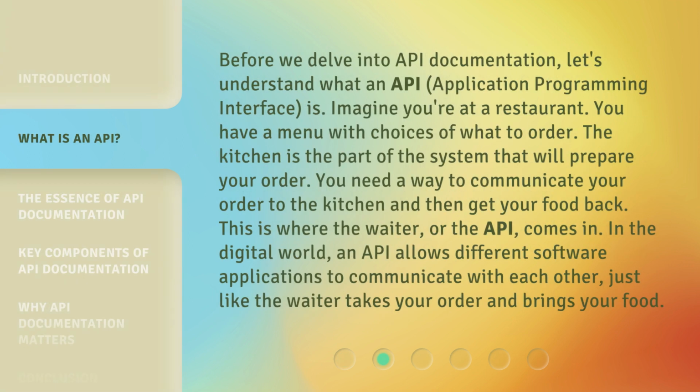Before we delve into API documentation, let's understand what an API, Application Programming Interface, is. Imagine you're at a restaurant. You have a menu with choices of what to order. The kitchen is the part of the system that will prepare your order. You need a way to communicate your order to the kitchen and then get your food back. This is where the waiter, or the API, comes in. In the digital world, an API allows different software applications to communicate with each other, just like the waiter takes your order and brings your food.